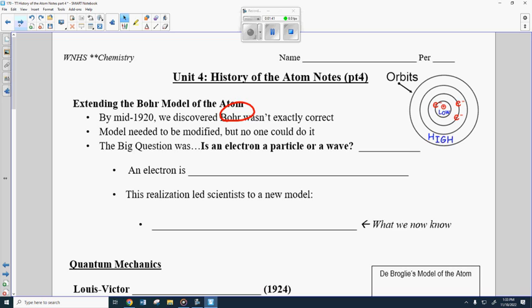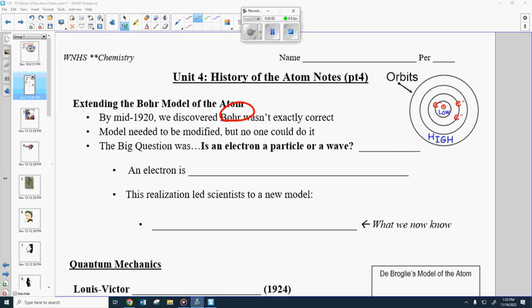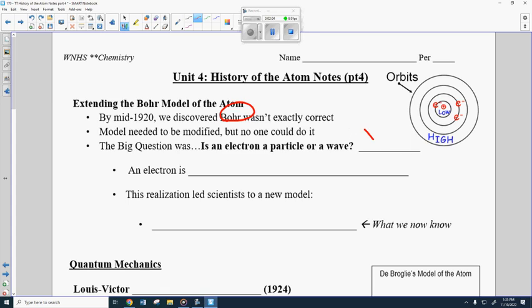And the big question that people were kind of going back and forth on is, is an electron a particle or is it a wave? Some people kind of argue that it's a particle. Some people kind of argue that it's a wave. Electrons are somewhat mysterious in that sense. You're like, wait, how could it be both? So the answer to this question, is an electron a particle or a wave, is yes. It's both.